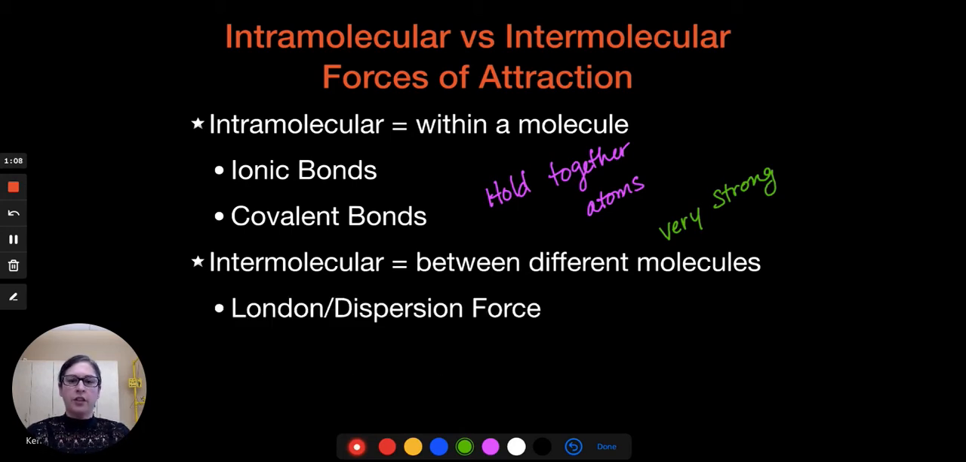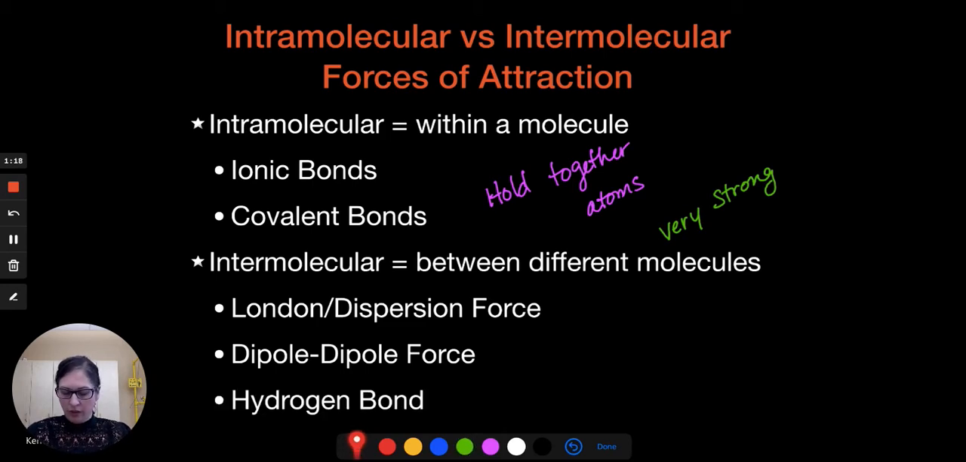The first one is London or dispersion forces. The second one is dipole forces, or dipole-dipole forces, sometimes they're called. And then the last one is hydrogen bonds. These are the three that we're going to focus on, and all three of these are very important. So let's define them.